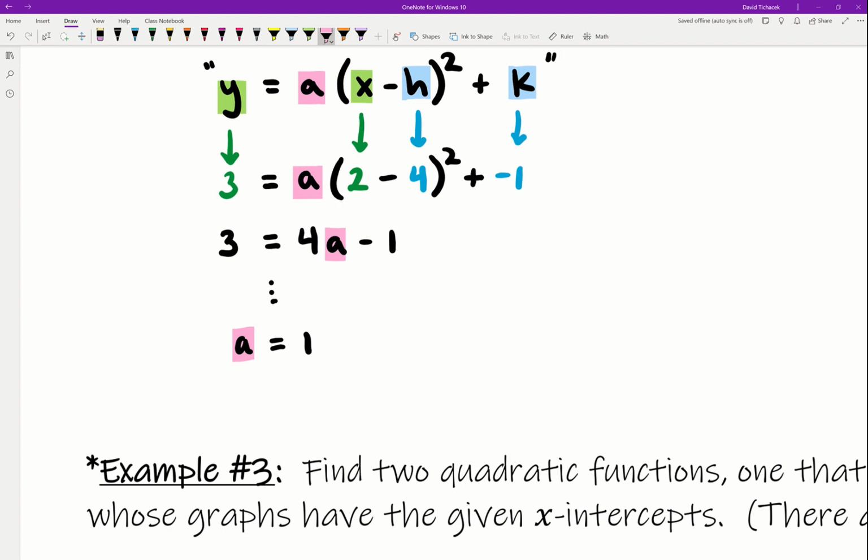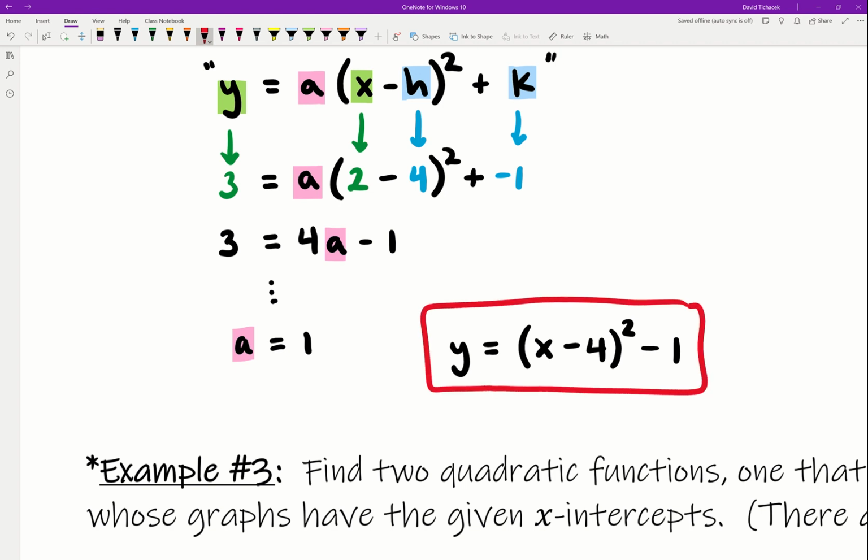Okay, and so a is going to be played by 1, which means I can go ahead and skip right to writing out the complete function formula here. That's going to be y is equal to 1, which again is just something I'm not going to write because it's just going to be a 1 in front, 1 times. So y is equal to the quantity x minus 4 squared and then -1. That's going to complete our problem here. Okay, so really easy to do.